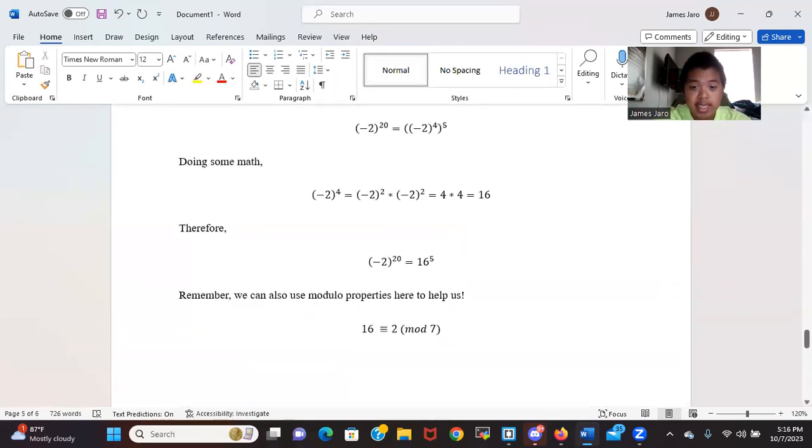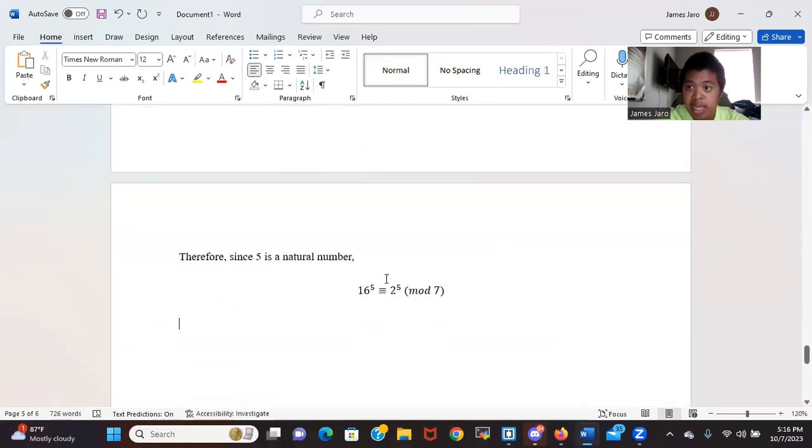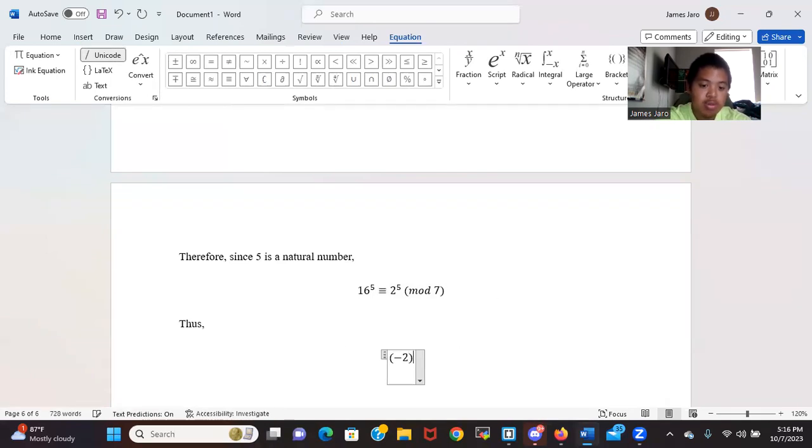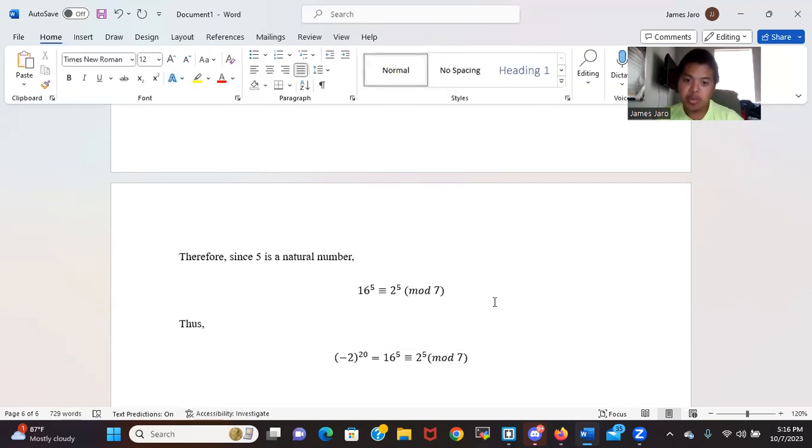So wherever I see a 16 to the 5th, I replace that with 2 to the 5th. So instead of saying negative 2 to the 20th, which is just 16 to the 5th, I can say that is congruent to 2 to the 5th under mod 7, which is actually really powerful because now I have cut down my work dramatically from going negative 2 to the 20th to just 2 to the 5th, which is a heck of a lot easier.